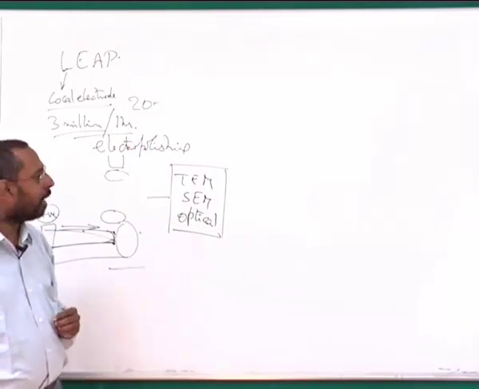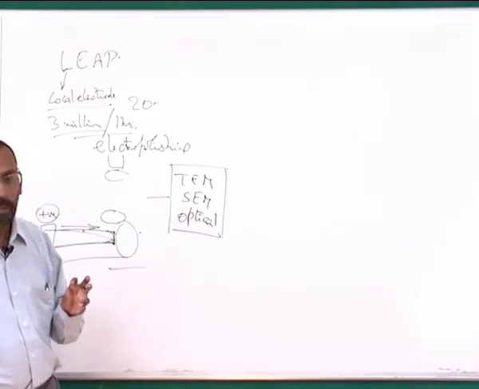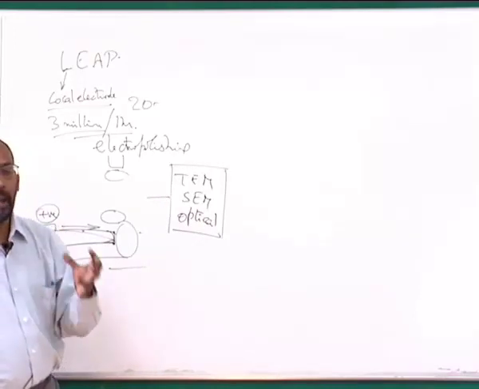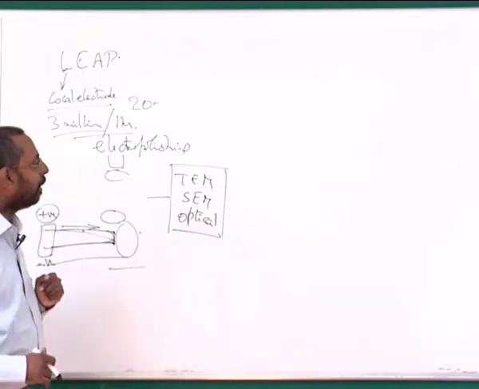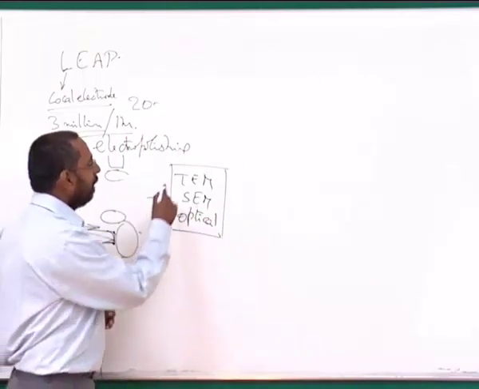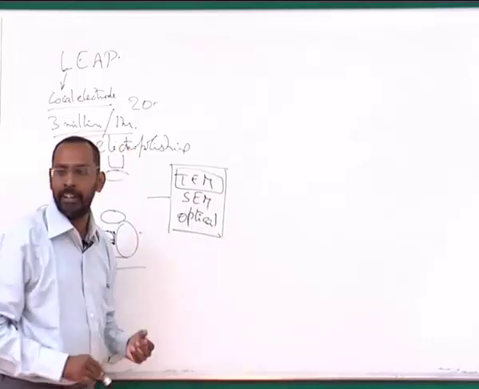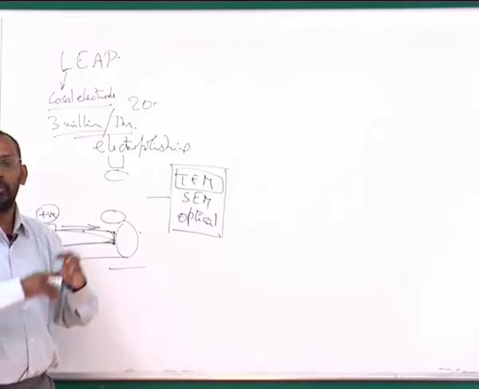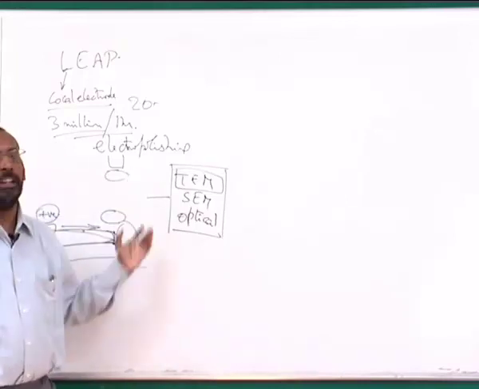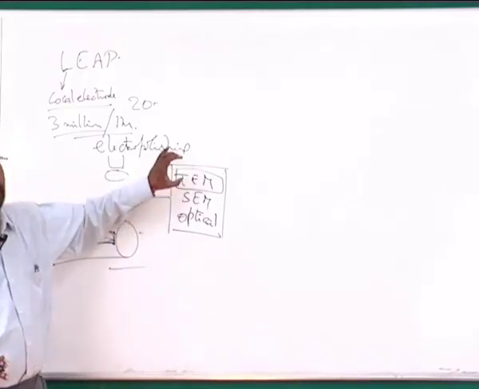And at the same time, one also has to remember that you are only looking at smaller regions and imagining that the smaller region is representing the whole sample. That is one of the major limitations, and that limitation is there even with the TEM, because even in a TEM, what you are seeing is a few microns region, and imagining that this few microns region is representing the whole sample. So that is one limitation.